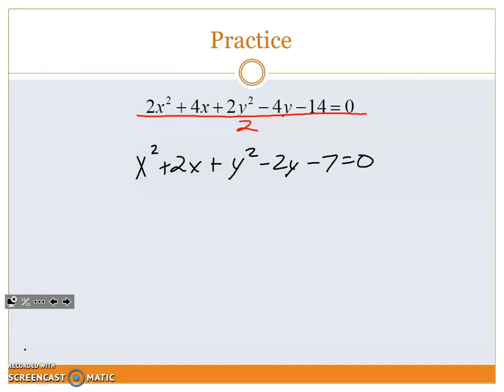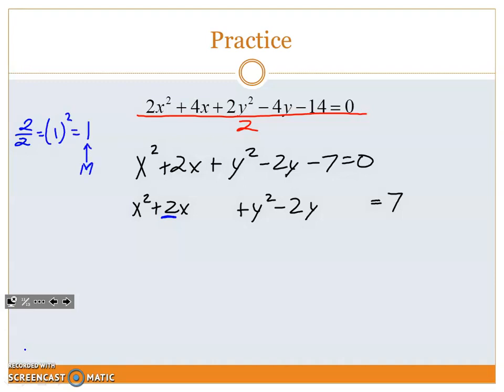Okay? I'm ready to complete the square now. So x squared plus 2x, leave a space, plus y squared minus 2y equals 7, because I'm going to move that 7 over to the other side. Let's find my magic number. 2 divided by 2 gives me 1. Square that, gives me 1. So this one's nice. My magic and my secret are the same number.